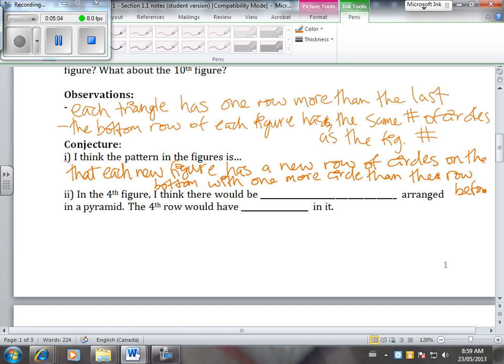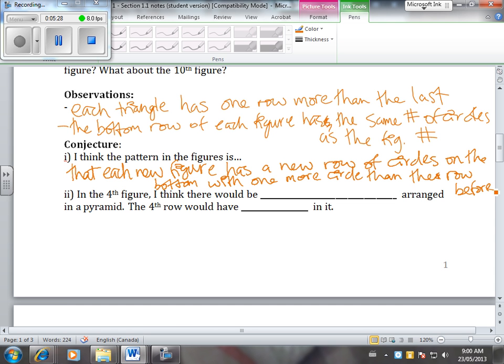And the wording in your conjectures, everyone's will be different, and that's okay. If you feel not confident in your wording, just be sure to use lots of examples. So write out your sentence and think, well, maybe that's not clear, and then say, for example, figure 2 has 2 in the bottom, figure 3 has 3 in the bottom. Just try to prove what you're saying and what you're seeing.